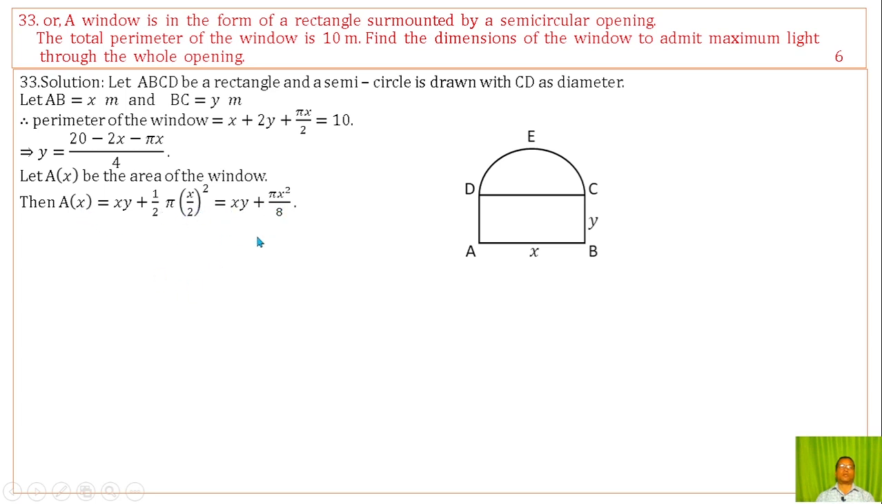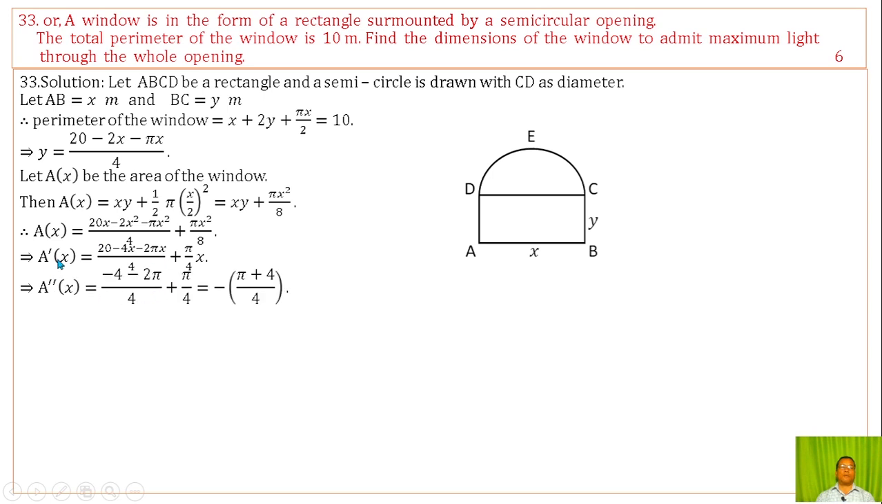Now A is a function of x, after substituting the value of y, we have A in terms of x. In simplest form, taking the derivative and then the second order derivative, we see that the second derivative is a constant with a negative sign.